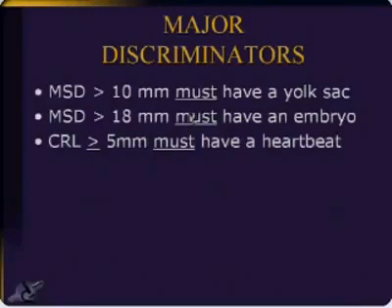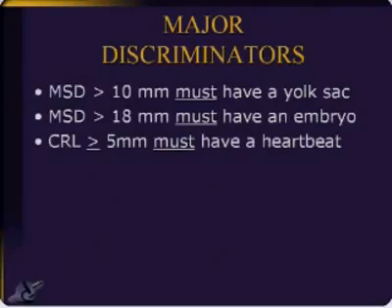What are the things that we can hang our hat on that this pregnancy is doing well, or not well? And those are, if you have a mean sac diameter, and I'm talking about by transvaginal scan here, greater than 10, you must have a yolk sac. If you do not have a yolk sac, that is a failed pregnancy. Now that's generous. Some people will use 8, and that's okay. Whatever your institution uses. I personally use 10. A mean sac diameter greater than 18 must have an embryo. And if you have an embryo in there with a crown rump length greater than or equal to 5, it must have a heartbeat. All right?